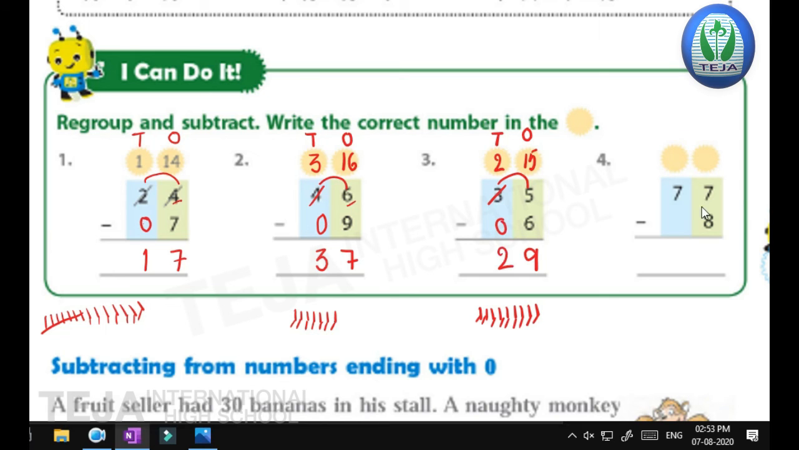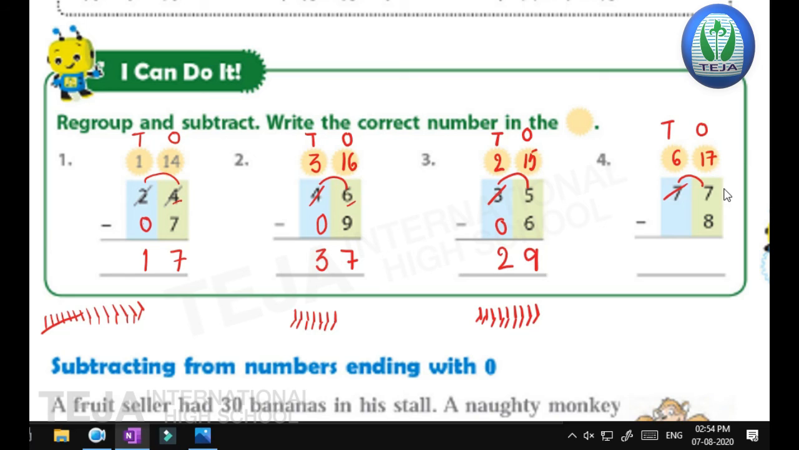Now last question, children. Here 77 minus 8. So we'll write the place values here. Ones, tens. Now here 7 is the smaller number and 8 is the bigger number. So we can't subtract 8 from 7. So what do we have to do? You should borrow 1 ten from 7. So when we borrow 1 ten from 7, what happened? 7 will change to 6, and the 1 ten we have to convert into ones. So 1 ten equal to 10 ones, and already here 7 is there. So 7 will become 17.